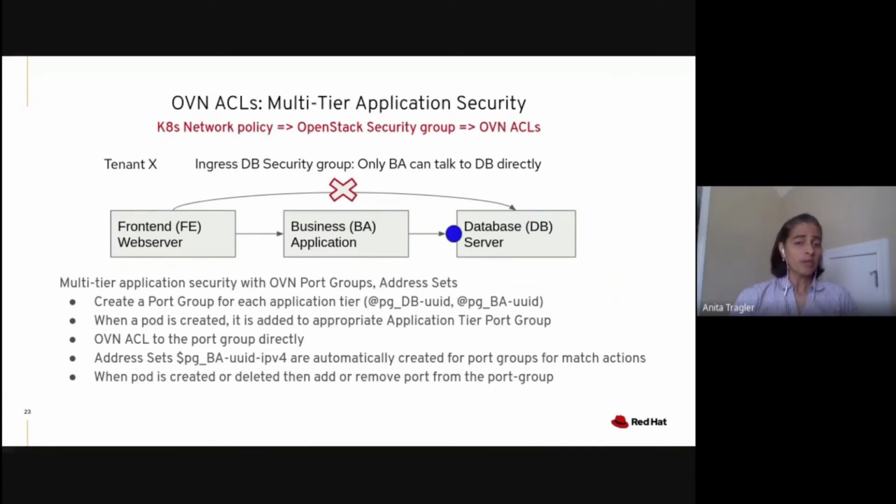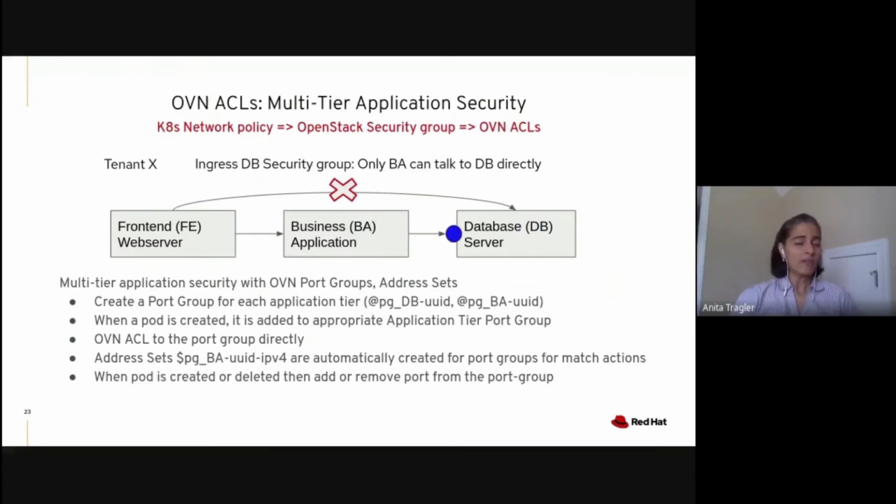Each port group is an application tier. For example, a port group is added for the database application, as well as a port group for the business application logic. When a pod is created, it is associated with the appropriate application tier port group. And OVN ACLs are now added to the port group directly and don't have to be added to the logical switch or network or port.